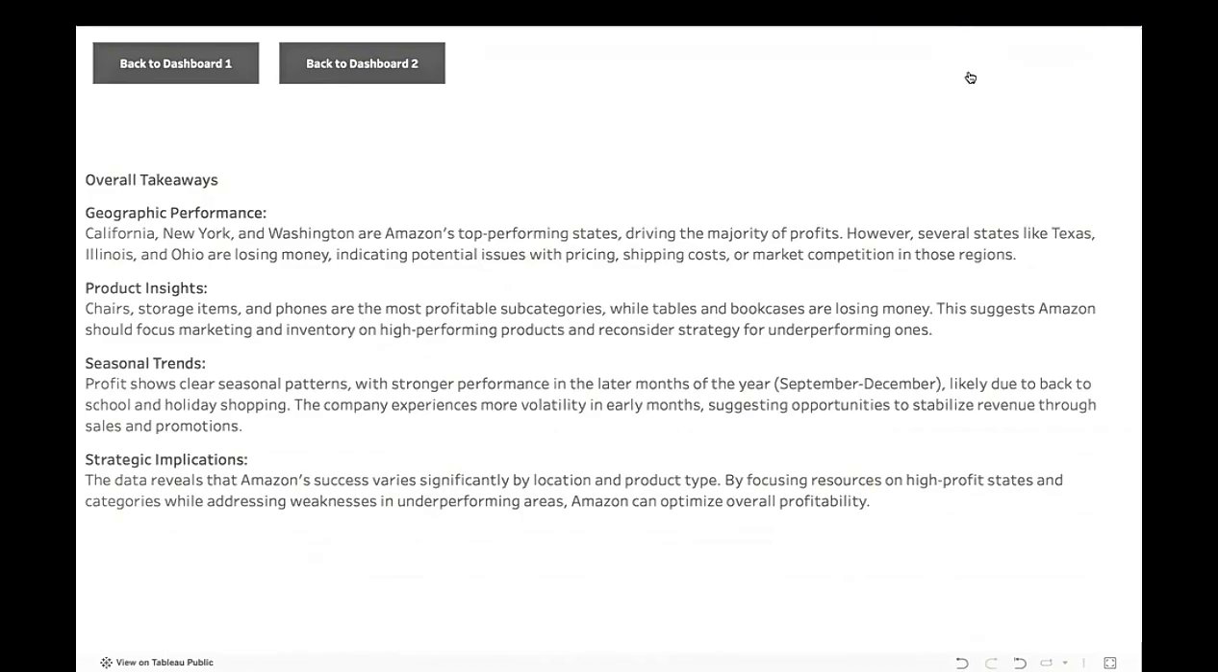And yeah, so that's our Tableau. It was a really great way to visualize our data so we could find key takeaways and really understand what makes certain orders profitable.